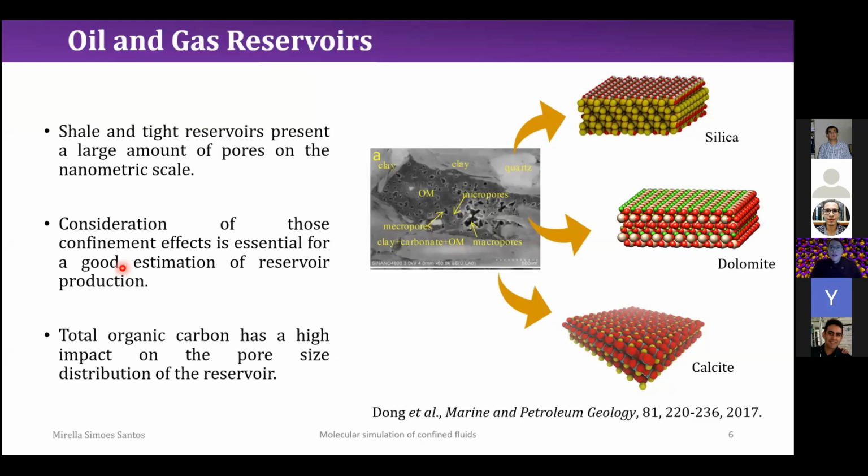The pore size distribution within our oil and gas reservoirs is going to be a function of the composition of the reservoir. For example, reservoirs with a high total organic carbon content usually have a large amount of very small pores. Here I'm going to discuss a couple of works that we have done, some considering calcite, others dolomites, silica, and different kinds of clays as well.